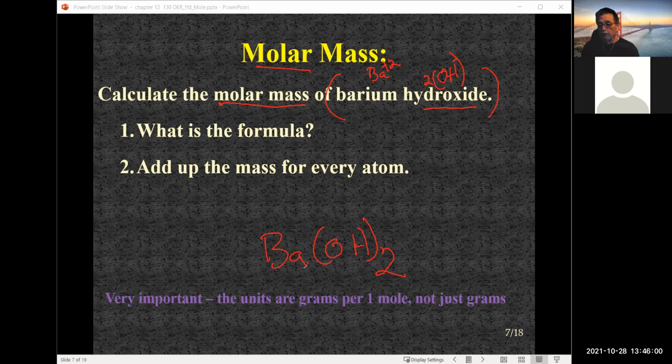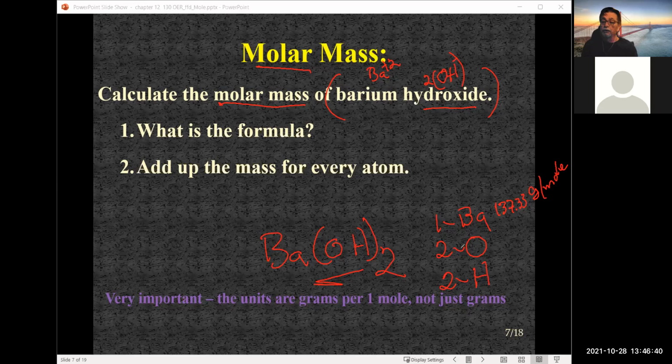All right, so now we can say we have 1 barium, 2 oxygens, and 2 hydrogens, okay? Now, once you know the formula and how many atoms each one contributes to the overall formula, you go to the periodic table and you get the barium is 137, excuse me, 137.33 grams per mole.